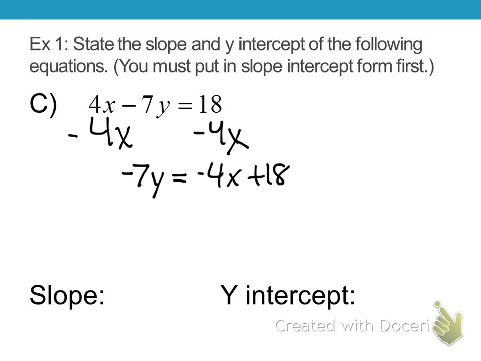Then what? Divide everything by negative 7. So we'll end up with just y. What's negative 7, or sorry, negative 4 divided by negative 7? Just 4/7. Yep.